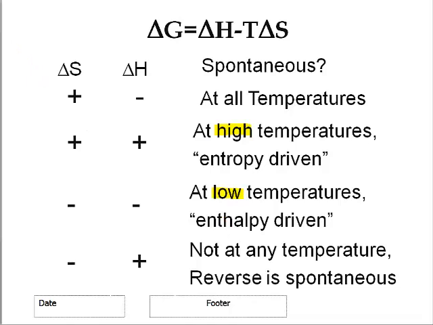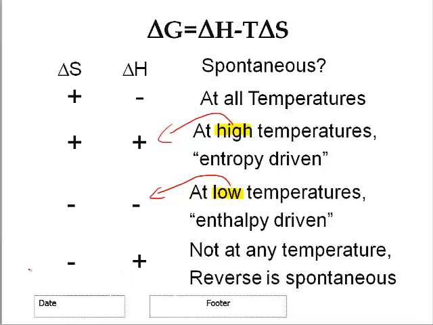Now, you guys know how I like to associate things. For me, low seems negative and high seems positive, so I don't have a problem remembering this. High temperatures when both are positive, low temperatures when both are negative. If you can associate that, you'll be okay. And then the opposite, S being negative, which means more ordered, and H being positive, which means endothermic, that's typically not a favorable thing, and you won't get a spontaneous reaction there.